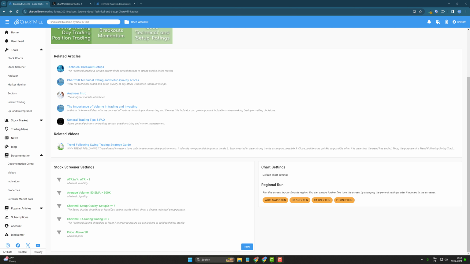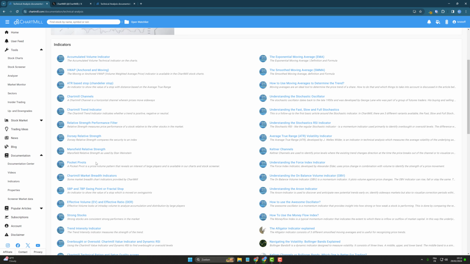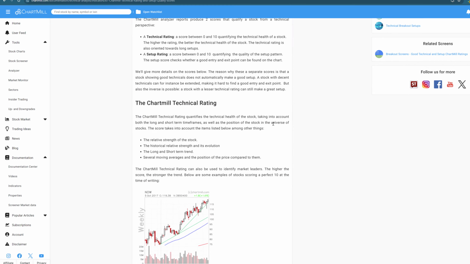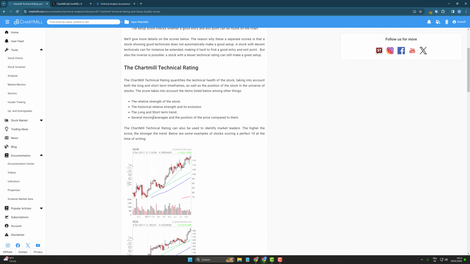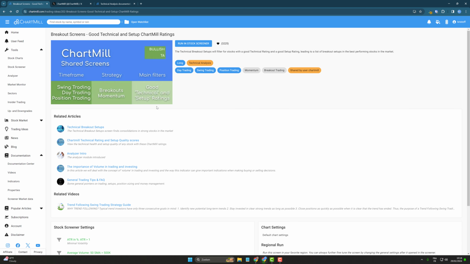If you wish to read some more information about that specific setup quality and technical rating, you can go to the documentation center, and in the next screen under the tab technical analysis, scroll down, and the ChartMill technical rating and setup quality scores page gives you more details about these two ratings. But for now, let's go back to the trading idea.